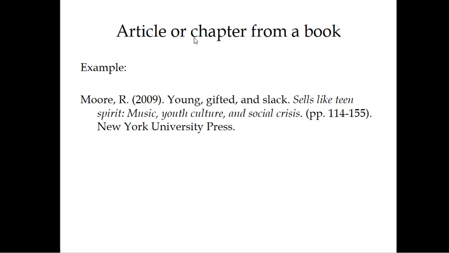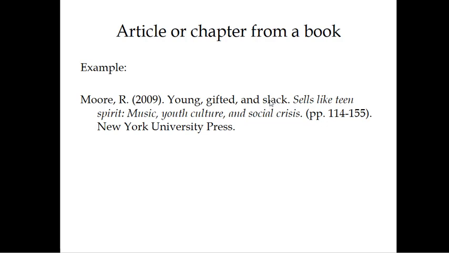And so, an article or a chapter from a book. One of the biggest differences with APA from MLA is that you do not put quotation marks around chapter names or article names. You just leave them as they are. They're not italicized. You just write them out. And so in this example, you would have your author name, publication year. This is the chapter name. And so this is the way you would write it.